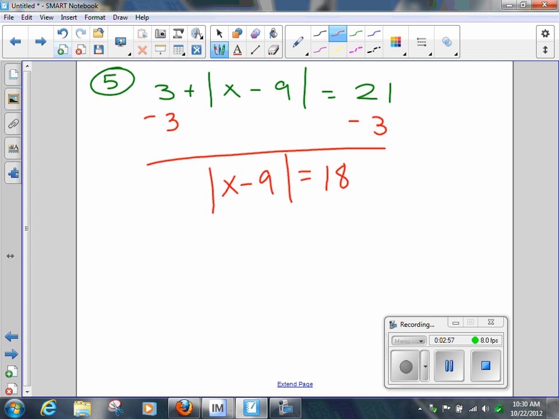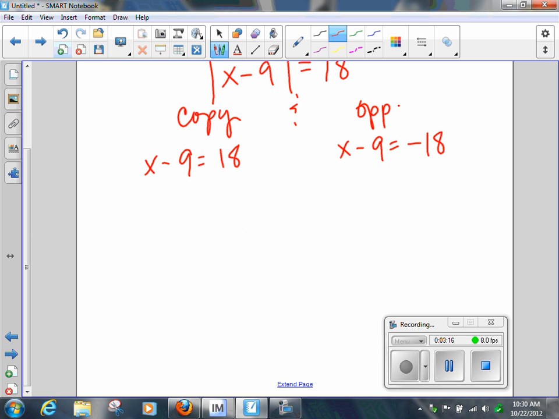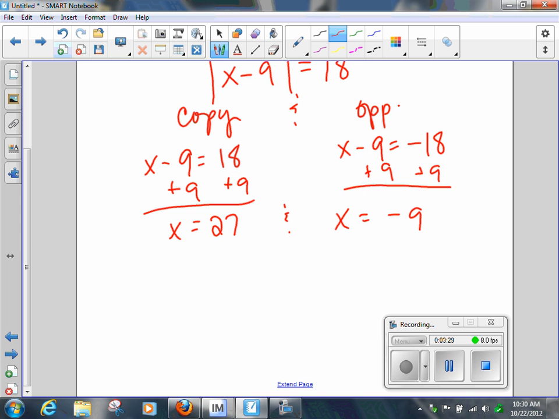And now what's my saying? We're dealing with absolute value equations, so we're going to copy and opposite. So copy it down, lose the absolute value symbols, and then make it opposite, negative 18. Okay. Add 9. X equals 27. And x is equal to negative 9. Did you find your mistake? Go back and check your answers because we're dealing with absolute value, folks.